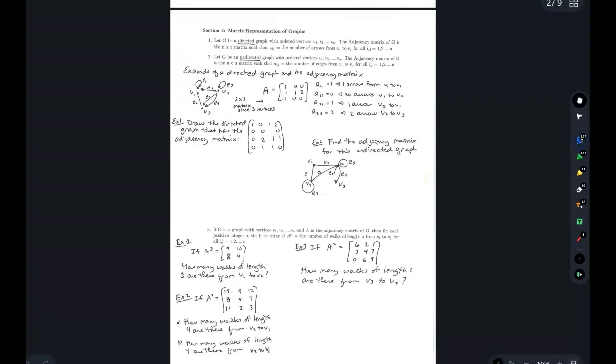So this is a 4 by 4 matrix, so that means there's going to be 4 vertices. So let's label that V1, V2, V3, and V4. Doesn't matter what order you're putting them in. Okay, so this says it's a directed graph. So this means there's one arrow from V1 to V1. Okay, that means it's a loop, right?